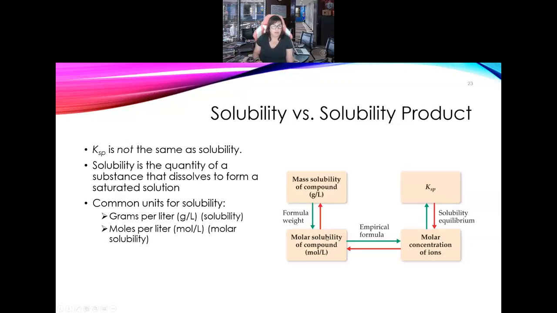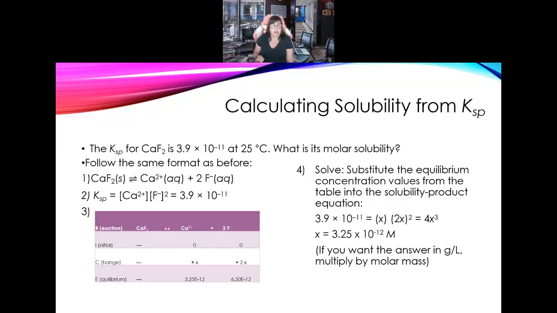All right. So the Ksp for CaF2 is 3.9 times 10 to the minus 11 at 25 degrees. What is its molar solubility? So we follow the same format as before.